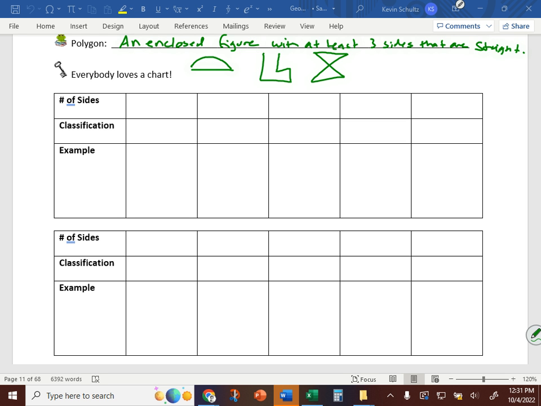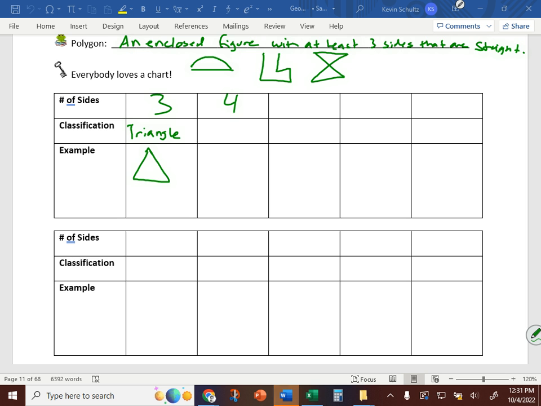So we are going to talk about the polygons that you need to know, starting with the number of sides being 3. What do we call a 3-sided polygon? Triangle. The prefix tri means 3, angle meaning angles. It's got 3 angles and 3 sides. Some folks call it a trigon because gon means sides, but it's more commonly a triangle. And there's an example of it.